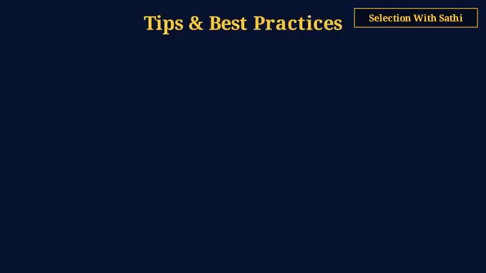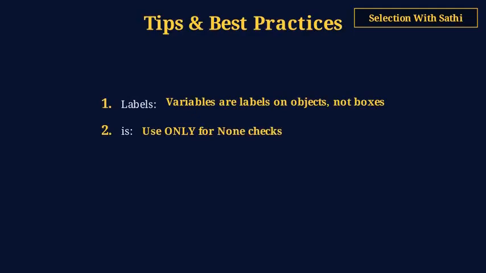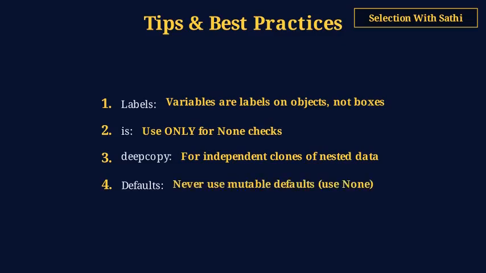Remember these key tips. Think of variables as labels on objects, not boxes holding values. Use is only for None checks. Use == for value comparisons. Use deep copy when you need a truly independent clone of nested data. Never use mutable defaults in function signatures. Always use None as the sentinel.